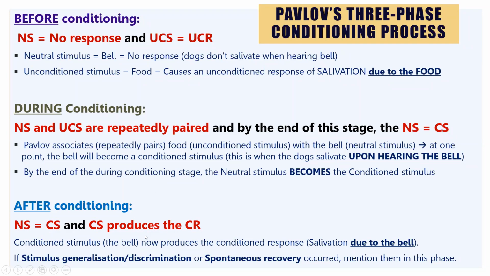And that's when we come to the third phase, which is after conditioning, where the neutral stimulus has become the conditioned stimulus, and the conditioned stimulus, which is obviously the bell, now produces a conditioned response. The response at its heart is still salivation, but the reason that response occurs is different. So the bell now produces a conditioned response, which is salivation due to the bell, not salivation due to the food, okay? Because salivation due to the food was the initial unconditioned response.